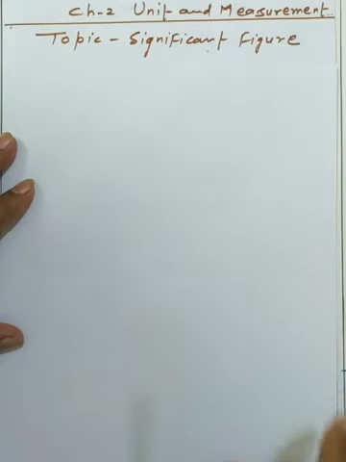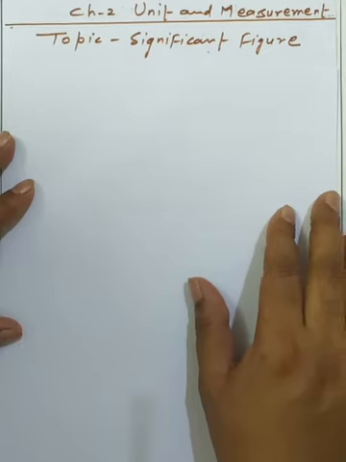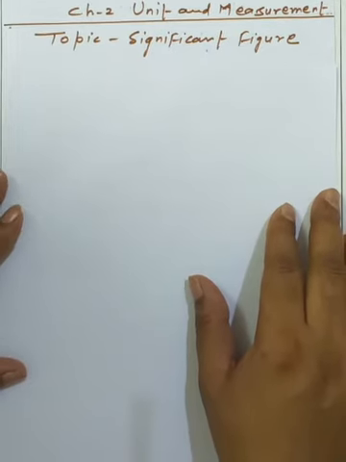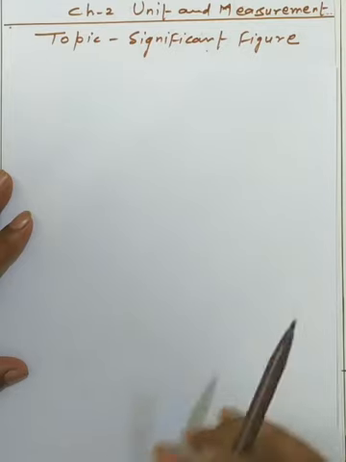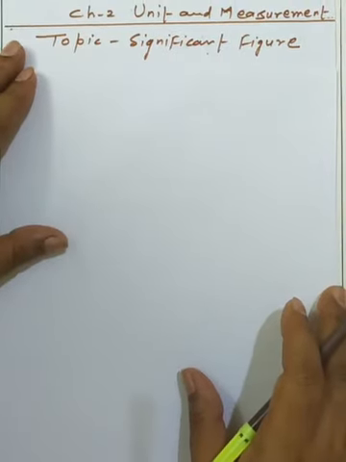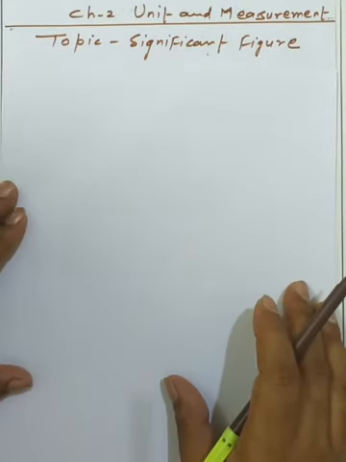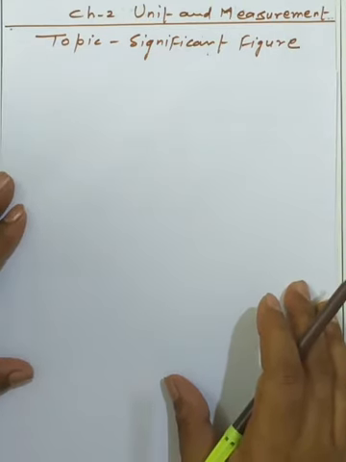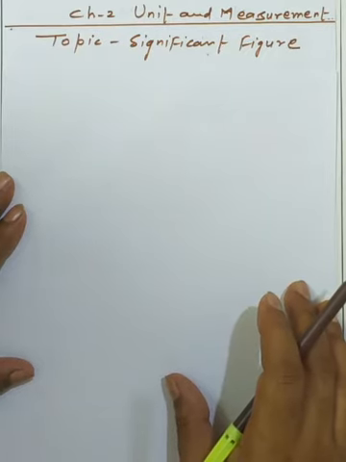Now, dear students, chapter number 2, unit and measurement, and today we have the topic that is significant figure. So, the first question arises: what do you mean by the significant figure? In physics, we are doing several measurements, and whenever we get numbers, which type of numbers are very reliable to us, or are making sure measurements to us? So generally these numbers are called the significant figure.